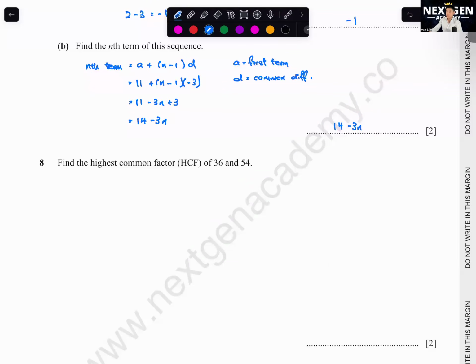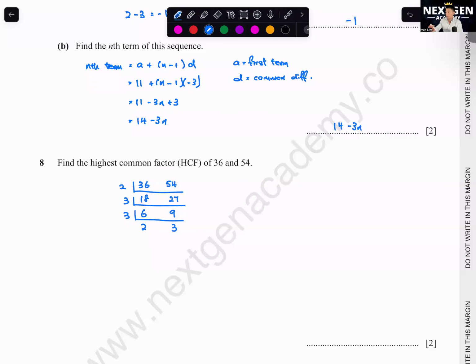Okay, number 8. Find the HCF of 36 and 54. The method that I like to use is the ladder method, because the ladder method can solve both HCF and LCM. I'll show you both, just in case they ask you the other one as well. 36 and 54, we keep dividing by the common factor. So 2 is an 18, 27, 3, 6, 9, 3, 2, and 3.